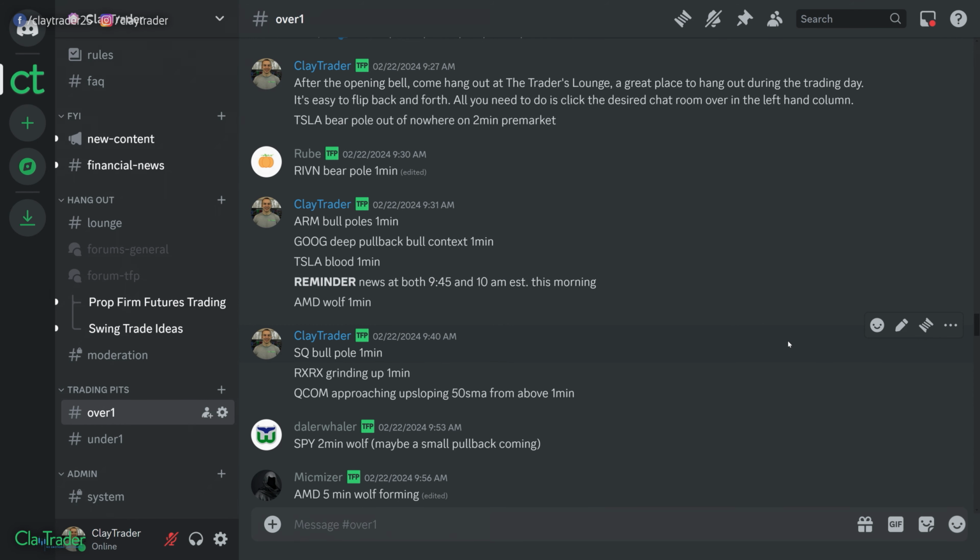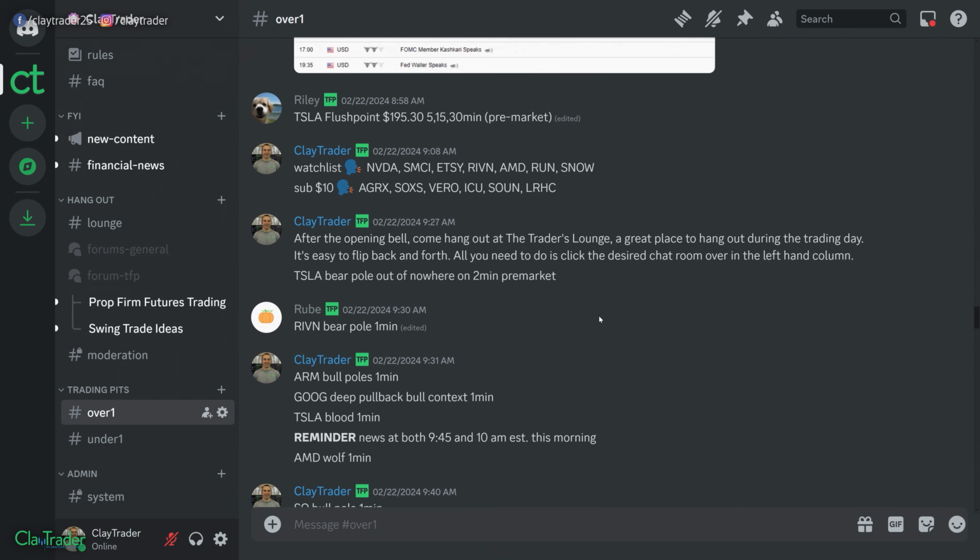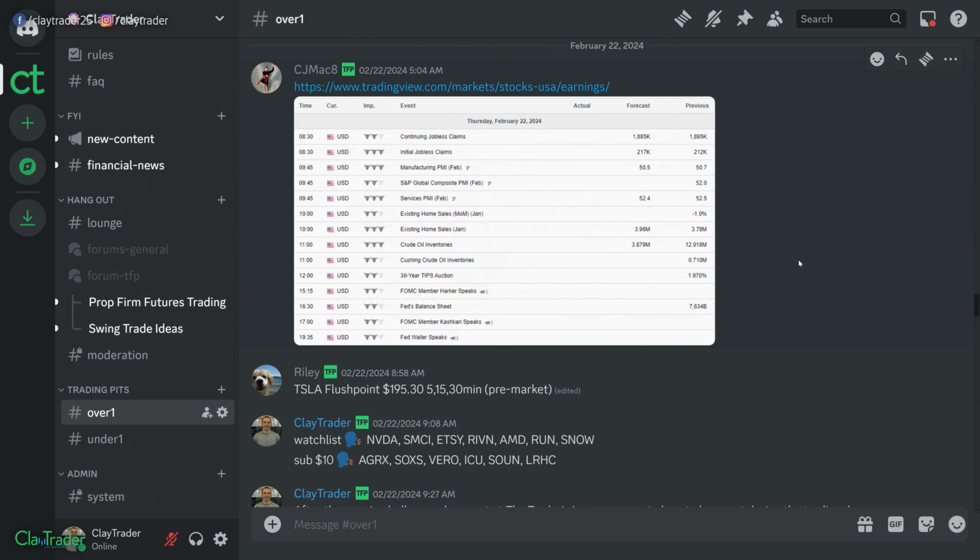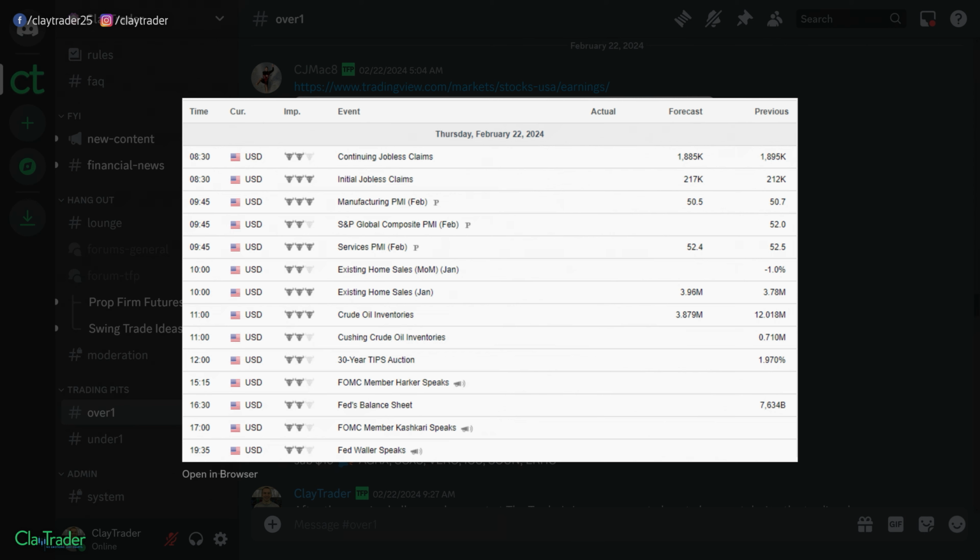So again, to keep this as real world of an example as I can, this is, like I said, how it all played out. But in our chat room that I offer at claytrader.com, we have the economic calendar posted every morning. So let's get this up here, and you can see that there's something right here at 9:45. In fact, 3 economic reports. So we had manufacturing PMI, global PMI, and then services PMI.